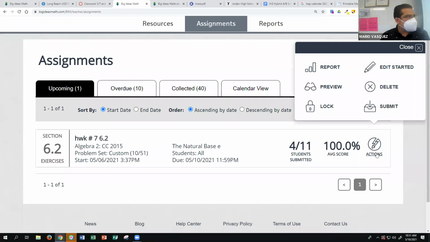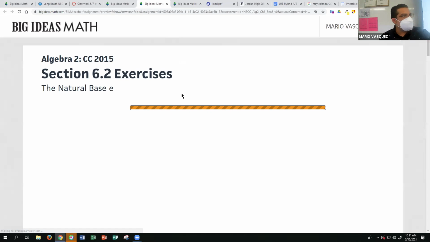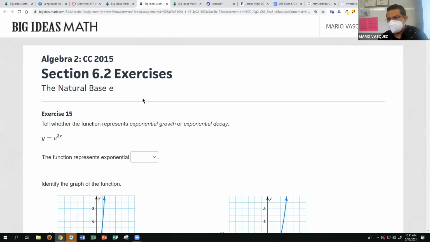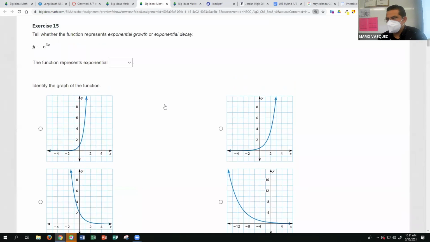All right, head over to the homework. Whether you did it or not, still open it, 6.2. You guys are good? You've been there, right? Yes, natural base e, correct. All right, tell whether the function represents exponential growth or decay.